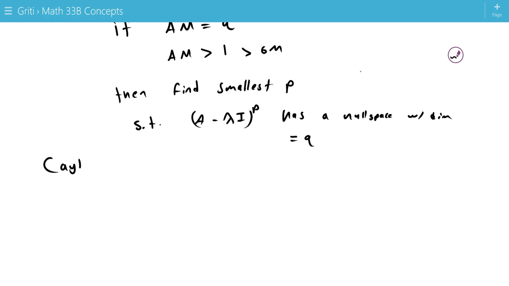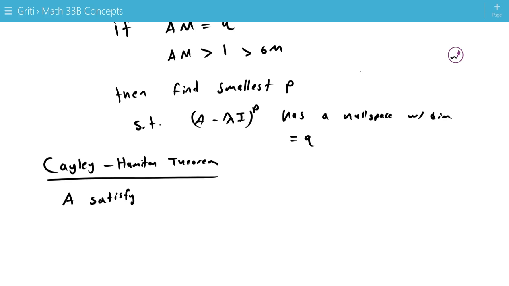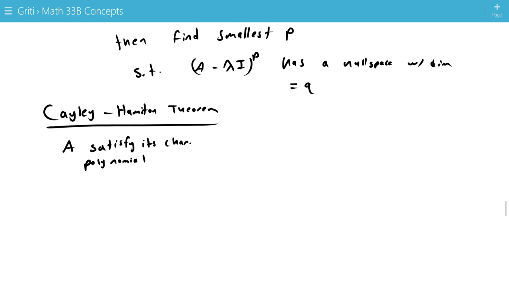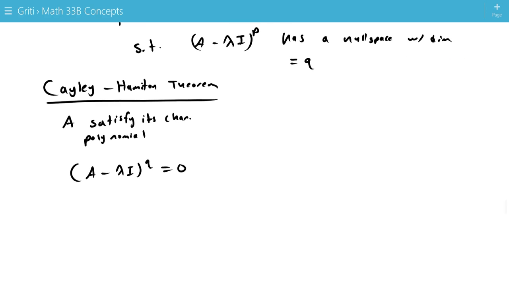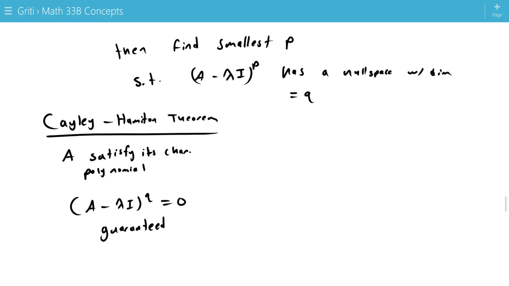There's a little theorem called the Cayley-Hamilton Theorem that says that matrix A must satisfy its characteristic polynomial. So this tells us essentially that (A minus lambda I) to the q power has to equal 0. This is guaranteed to be true. It's just that sometimes you can find a smaller p for which this is true.